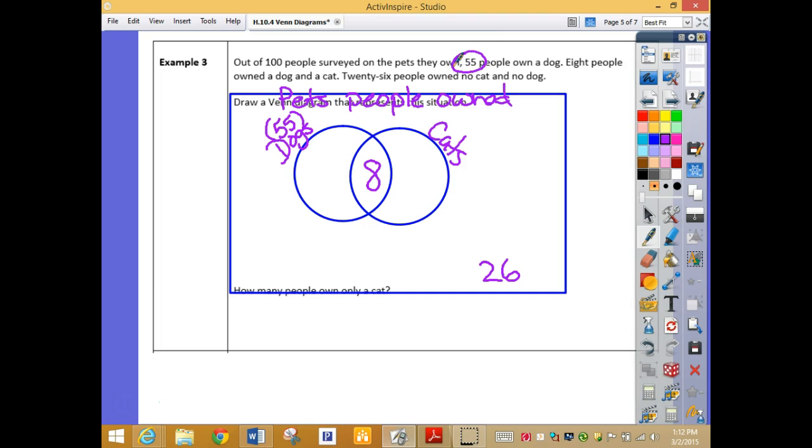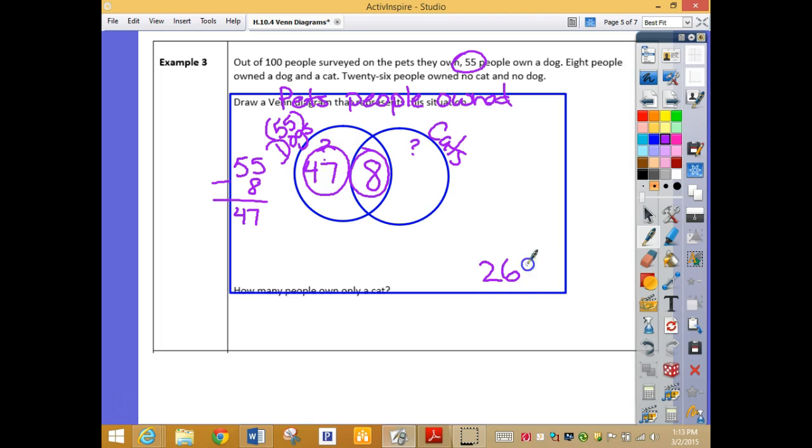All right? Well, let's figure this out. What can I figure out? How many cats only that people had? Or how many dogs only people had? Okay, if we figure out how many dogs only, how many people owned only dogs? How do we figure that out again? 55 minus 8 is what? 47. So now I know 47 people that just own dogs. Can I figure out how many people only own cats? Now we can. How do I do that?